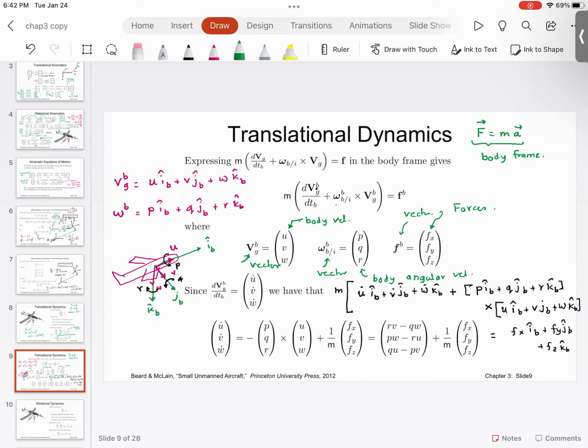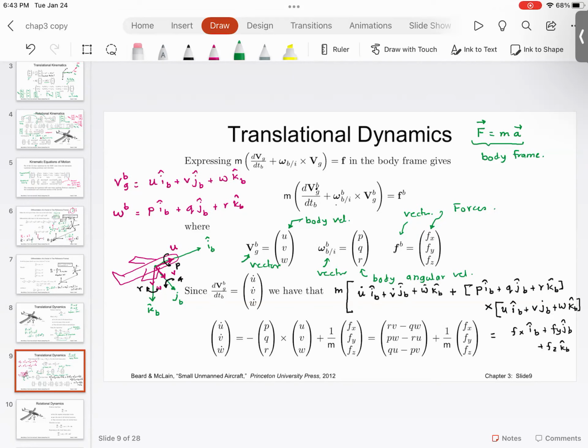R is the angular velocity and V is the translational velocity. Q is the angular velocity and W is the translational velocity. So these terms you are seeing here are the product of angular velocity multiplied by translational velocity.